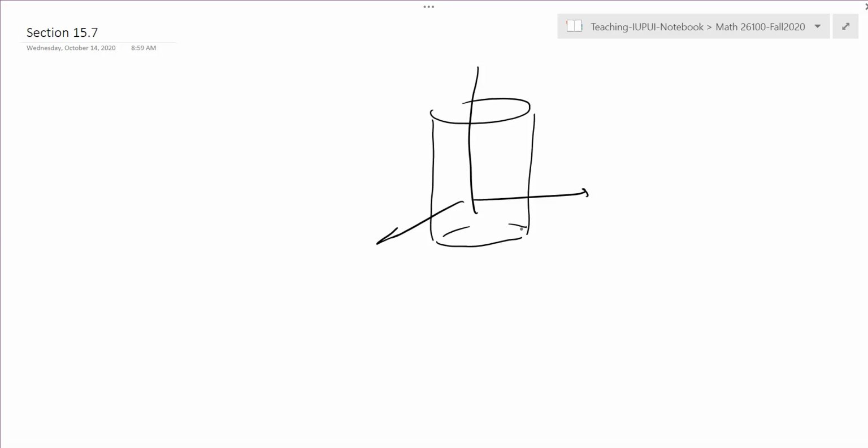Here's a picture. You have a domain which is similar to a portion of the cylinder. So this is a domain region, maybe we call it region. Not necessarily around the x-axis, it's around the z-axis.